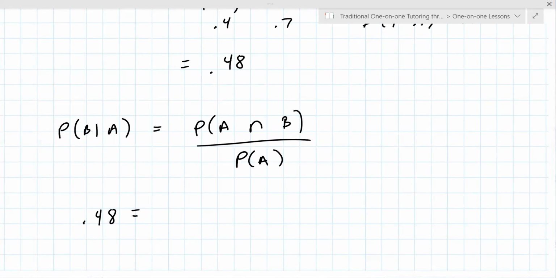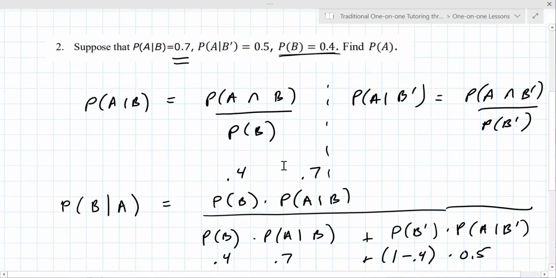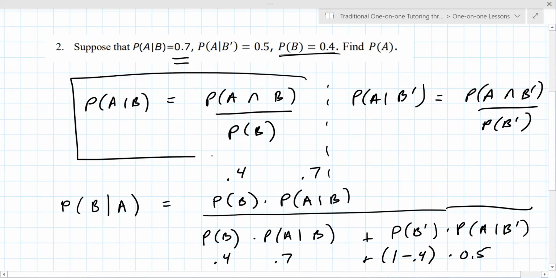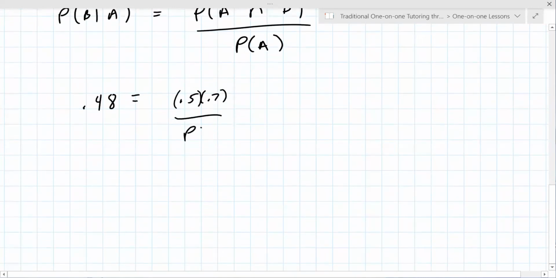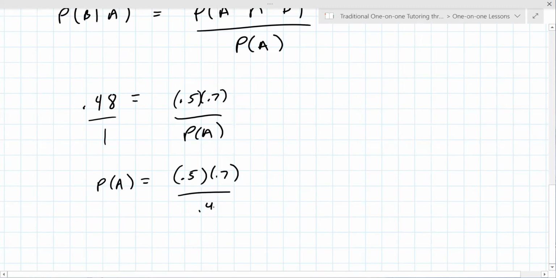Because we just want the probability of A. Are we given that? No, we're not. Oh, we can find it from this relationship up here. We can use this one because A given B is 0.7, and then probability B is 0.5. So we can find this one up top here. If we call that X, it's 0.5 times 0.7 all over P of A. So then we can solve for P of A. You can just swap places with these. P of A equals 0.5 times 0.7 over 0.48.